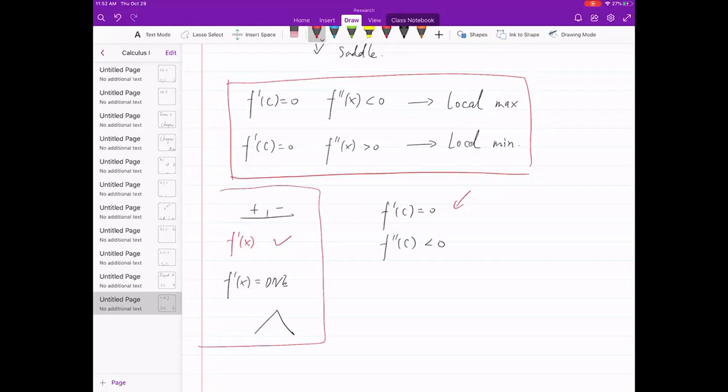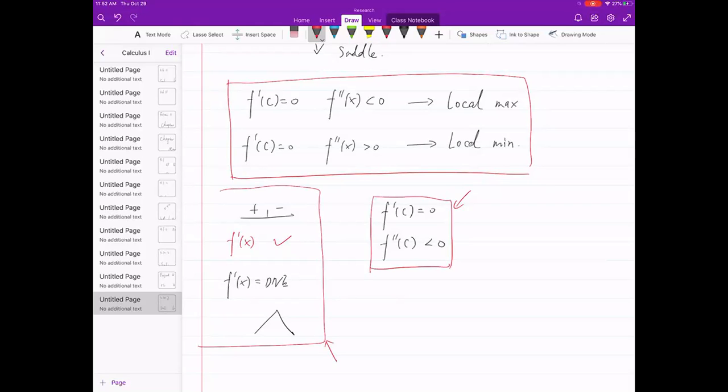So in our class, we go with this, unless I ask you to use the second derivative test. Otherwise, always stick to this. It's easier. Sounds good? So why do we introduce this?